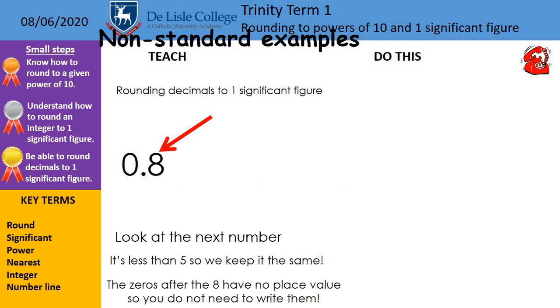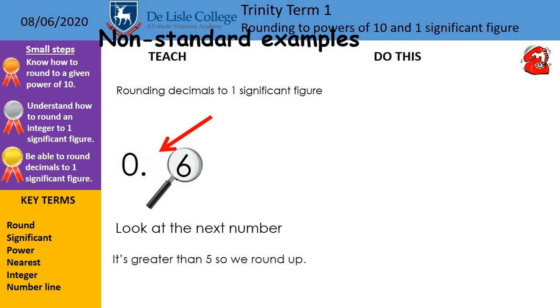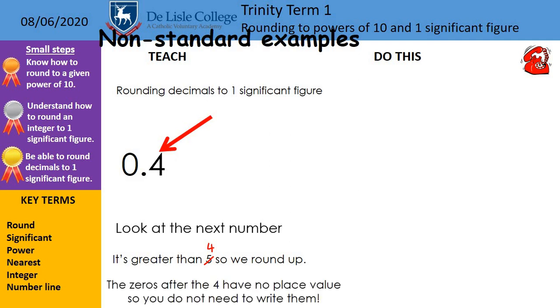So we know that we could just write 0.8. Right, 0.36. The 3 is our first significant figure. The 6 is what's in charge if it changes. The 6 is greater than... oh, sorry, it's not greater than 5. It should say greater than 4. So we round up and we get 0.40. But do we need to write that 0? Well, no, we don't. So it's just 0.4.